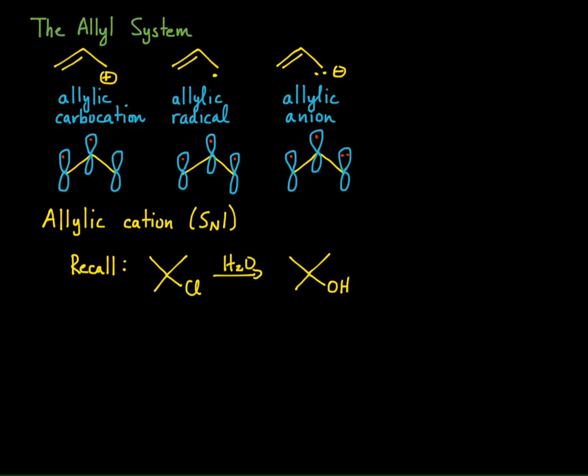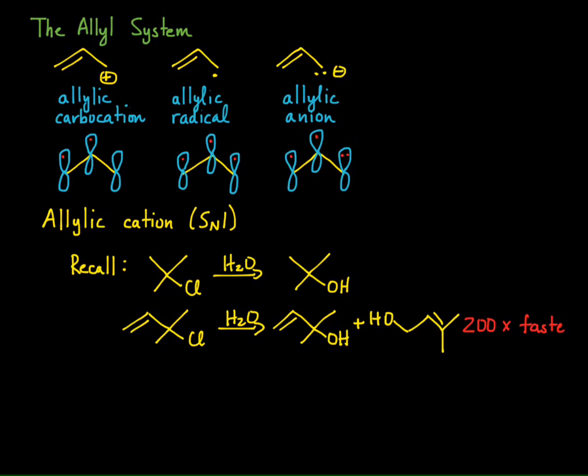Now, when we compare this reaction to that of an allylic system, all I've done is add a double bond to one of those carbons. Of course, I'm going to develop an allyl carbocation, and so I'm going to get 2 products based on that allyl carbocation. And I see this reaction is 200 times faster than the simple hydrolysis of tert-butyl chloride.